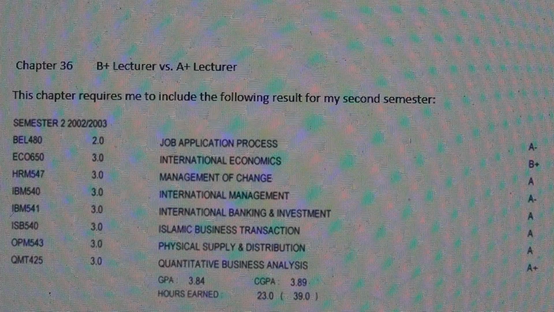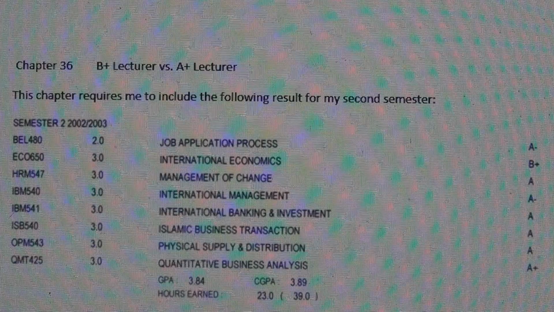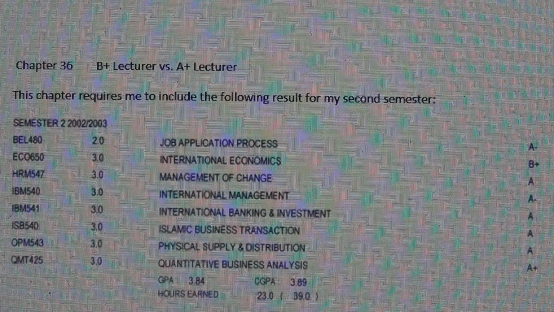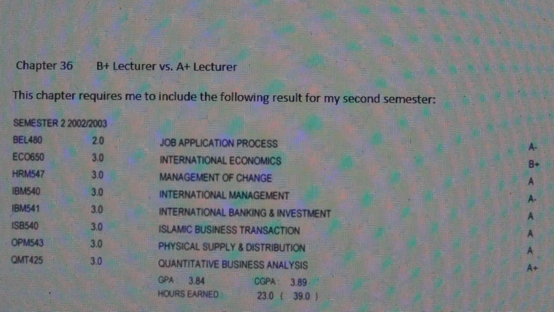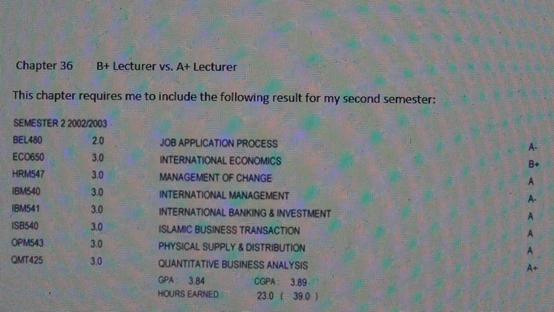My GPA for this semester, the second semester for degree, is 3.84. My CGPA is 3.89. The hours earned for this semester is 23, and the accumulated hours is 39.